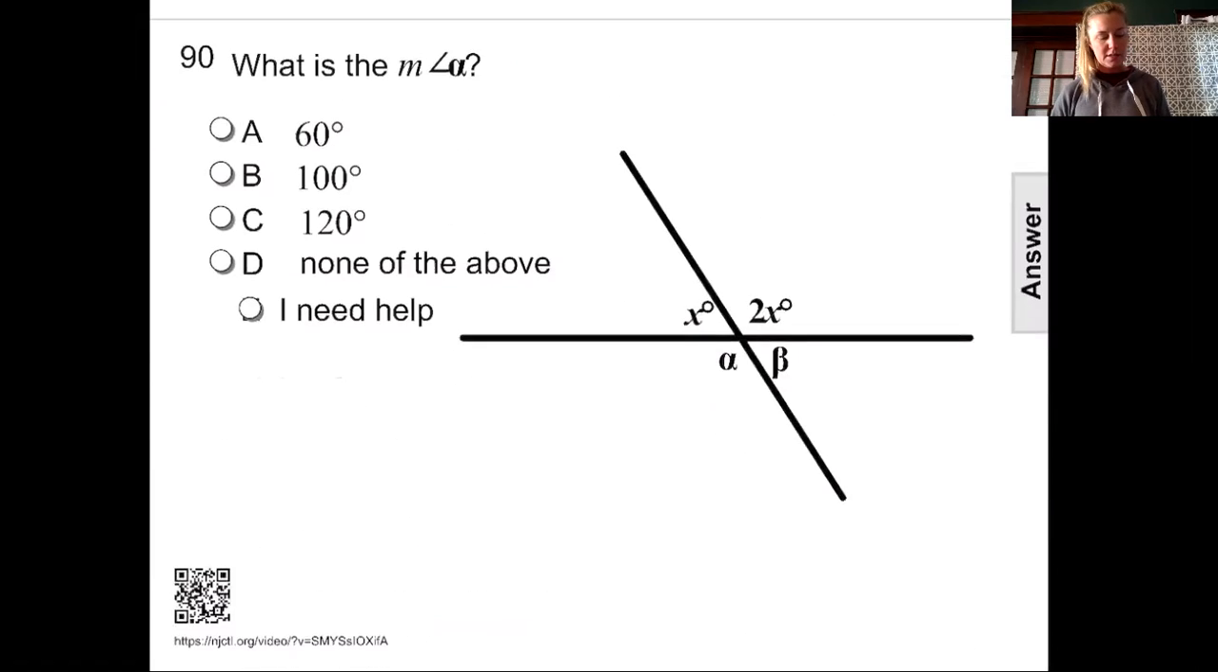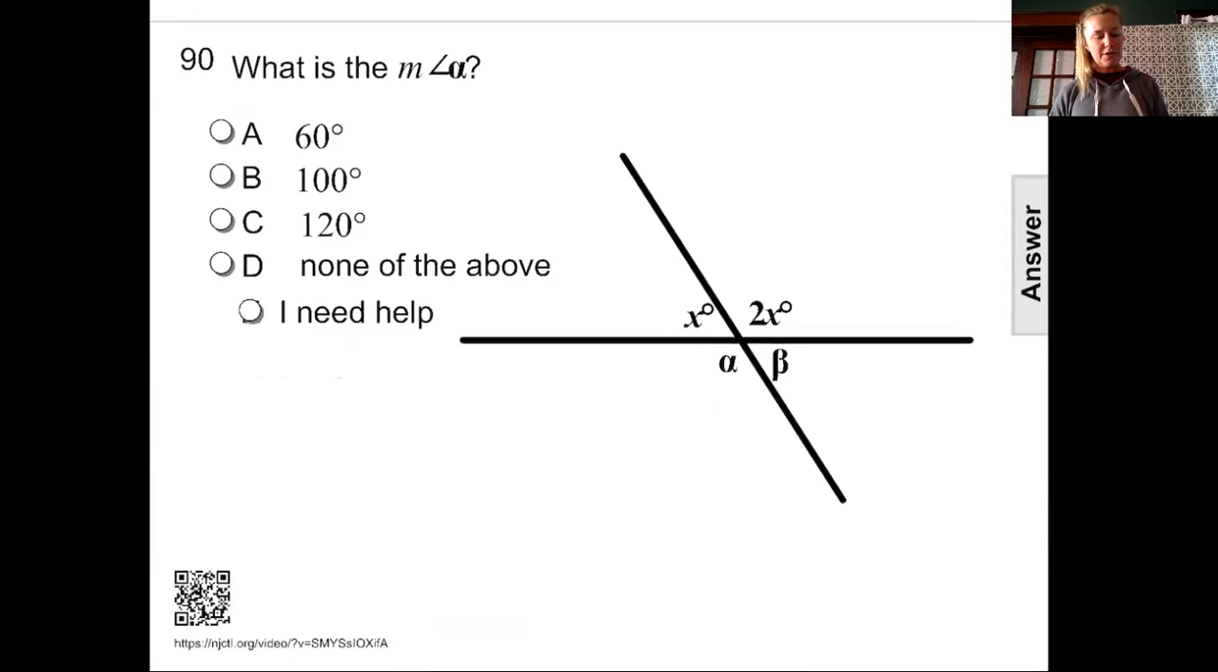We've done this. This one is set up a little bit differently, so let's go ahead and look at this. We can always fill in what our vertical angles are first. So across from this X right here, across from this is this, so we know that this is X degrees. And across from this, vertical to this is this, so we know that this is 2x degrees.